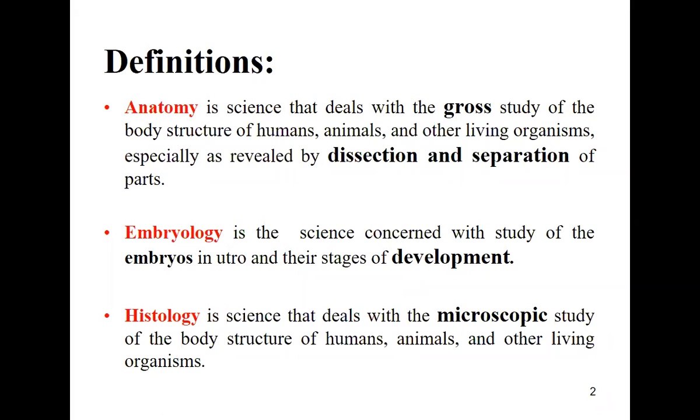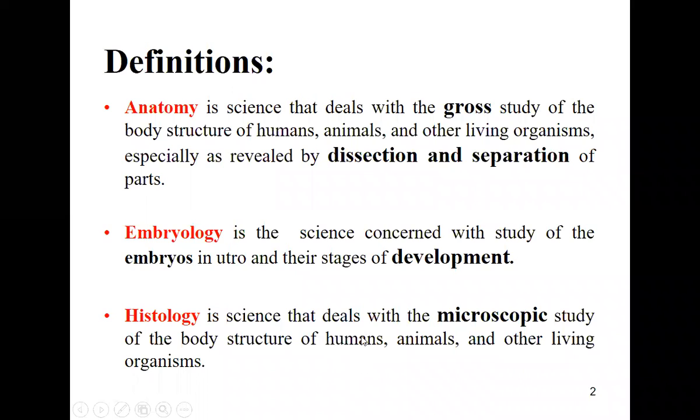Then the third term is histology. What do you mean by histology? It is nothing but the same anatomy of the human body, but microscopic. When we study the different structures of the body that are very minute, which we cannot see with the naked eye, you have to use a microscope. So when you study the human body under the microscope, it's called histology. Histology is a science that deals with the microscopic study of the body structure of humans, animals, and other living things.